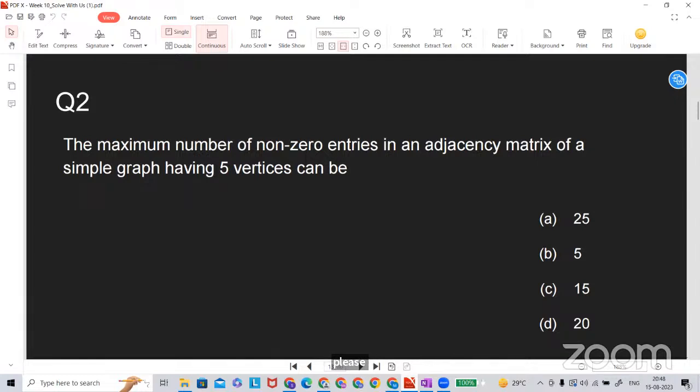The maximum number of non-zero entries in the adjacency matrix of a simple graph having 5 vertices can be. Maximum number of non-zero entries. If everyone writes in chat and direct messages me, that would be good.